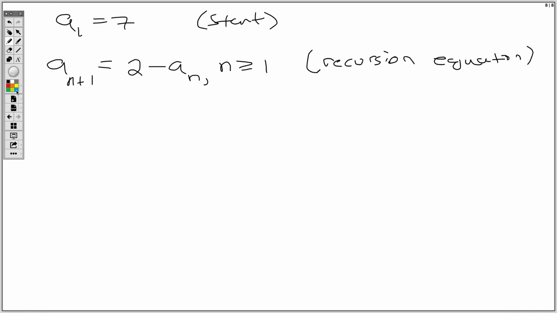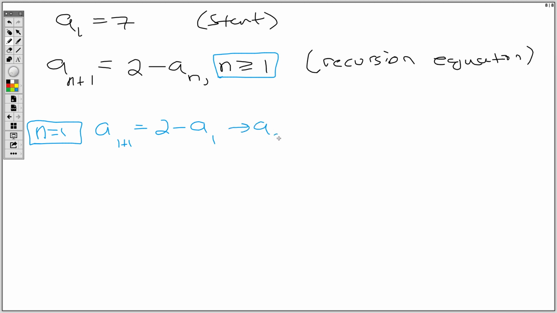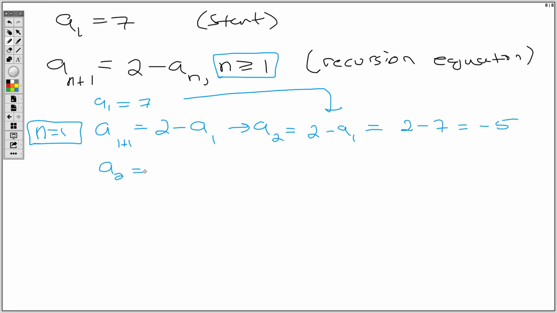So let's look at this recursion equation, and let's start off by doing n equals 1. So if I plug n equals 1 into this recursion equation, I would have a sub 1 plus 1 is equal to 2 minus a sub 1. In other words, a sub 2 is 2 minus a sub 1. Where do I get a sub 1? Well, they told us that a sub 1 is 7, so that goes in here. So 2 minus 7, and I get negative 5. So a sub 2 is negative 5.